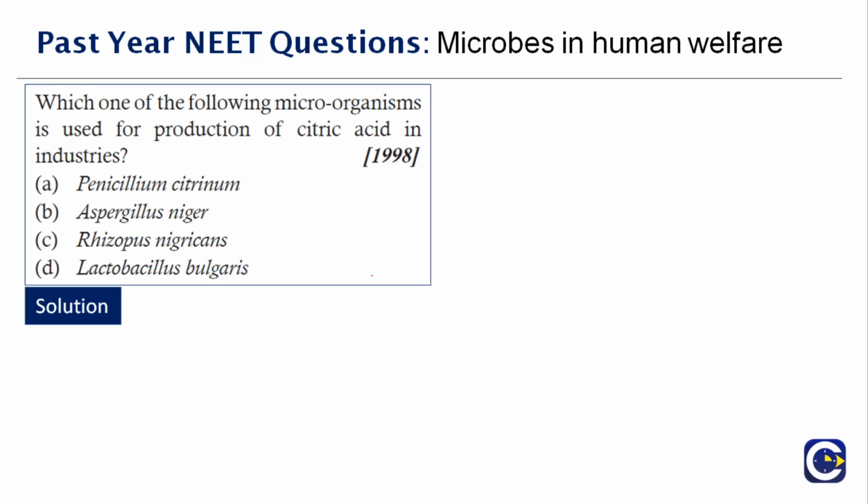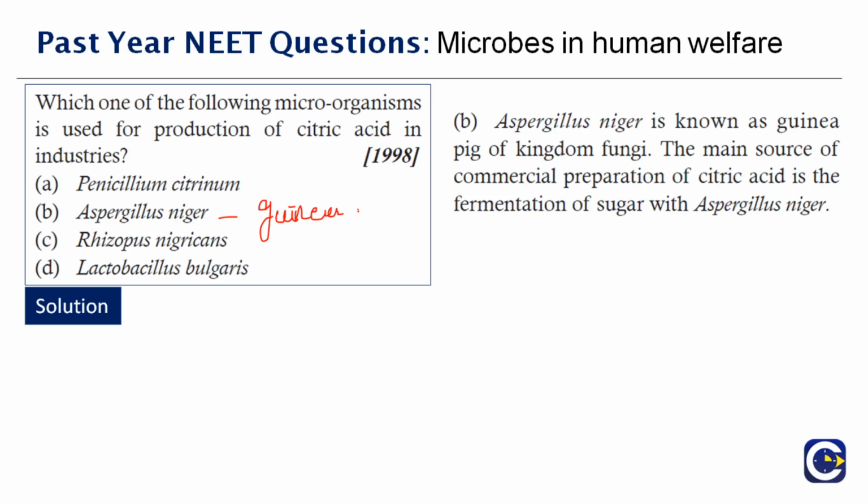It is known as a guinea pig of the kingdom fungi. The main source of commercial preparation of citric acid is the fermentation of sugar with Aspergillus niger. So why is it termed as a guinea pig? Have you ever noted that? See, when people started researching, they used a lot of guinea pigs for their research. So guinea pig, in the sense itself, it is research. So Aspergillus niger is the guinea pig of the fungi, because a lot of research and a lot of experiments are carried out with this particular fungi. That is why it is termed as a guinea pig of the kingdom fungi. Therefore the correct answer is option B.